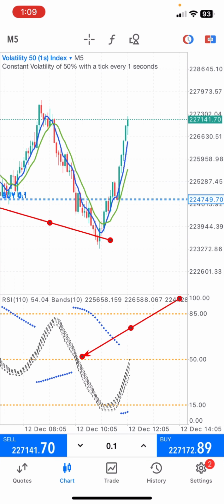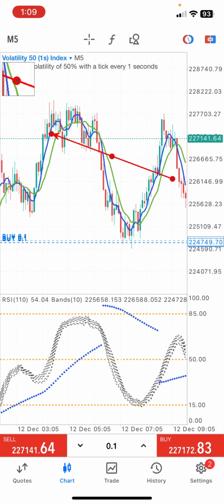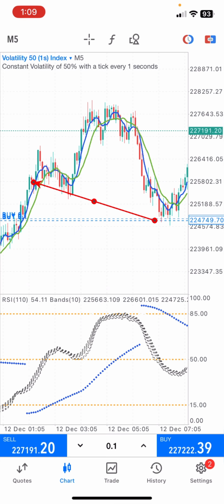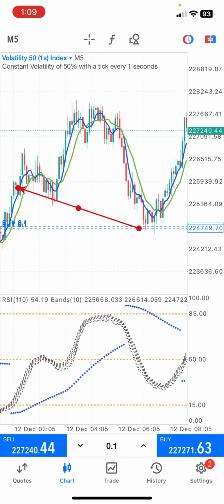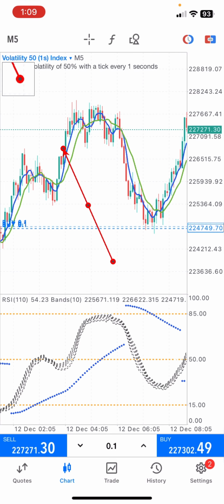I want you guys to know something quickly: this strategy sometimes has almost a 90% win rate, which means that there will be some losing trades in the market. You guys have to note that down as well.